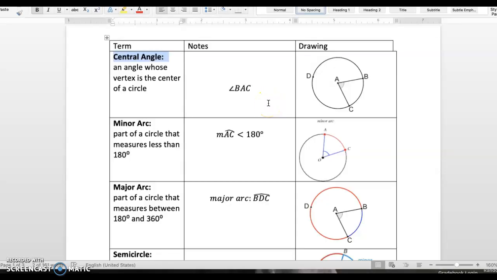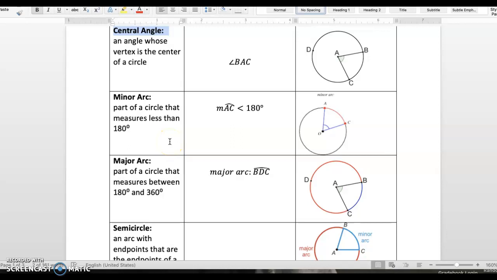To name the angles, we have to be very specific as to what order we go in. We can't just list 3 letters. So this angle can be written as BAC or CAB. The vertex of the circle, the center of the circle, is always the middle letter.